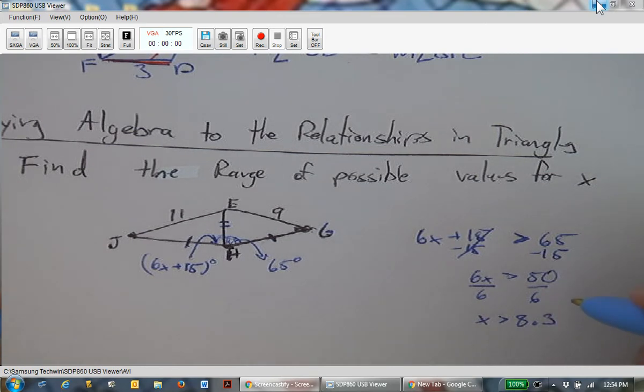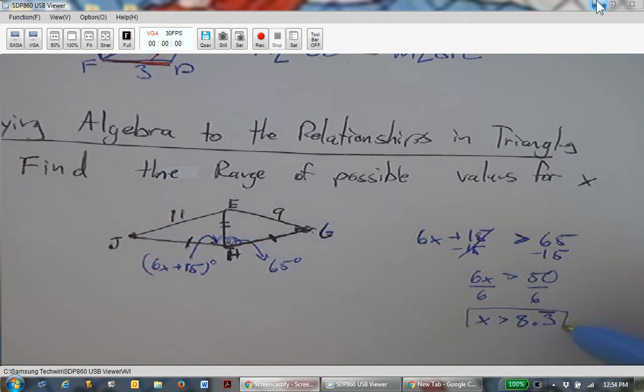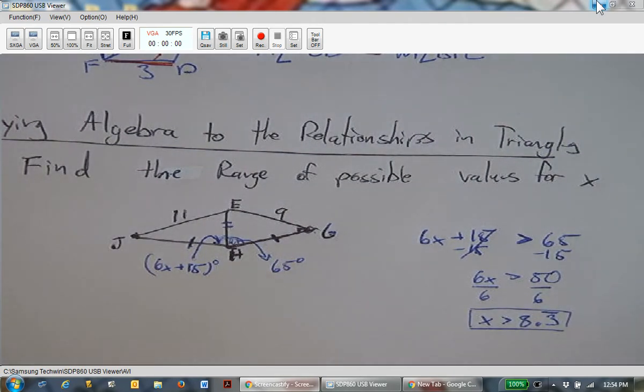8.3. And I think there's a whole bunch of 3's, right? So we'll put that repeating sign. Let's see if that's true. All right. What's a number that's less than 8.3? Any number that's less than 8.3. 8.2. Let's think of something even easier, a whole number.